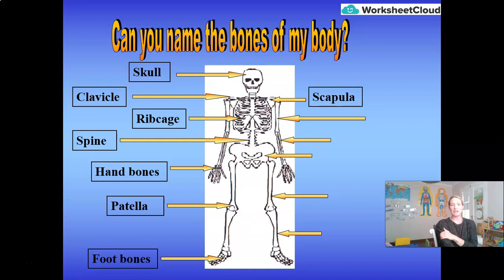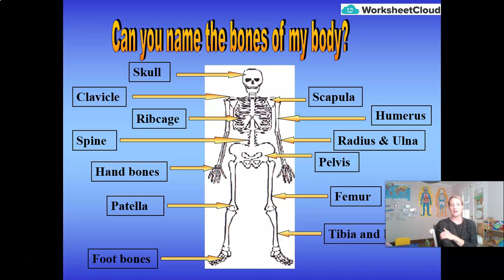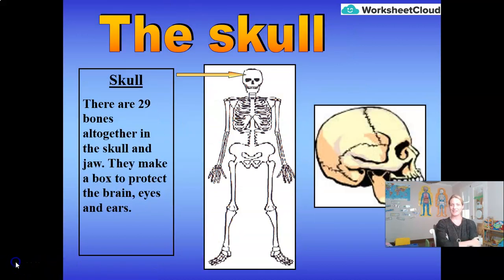your scapula, your humerus, radius and ulna, pelvis, femur, and tibia and fibula. Now we're going to learn about each of these bones in a bit more detail right now. So let's start with the skull at the top of your body.